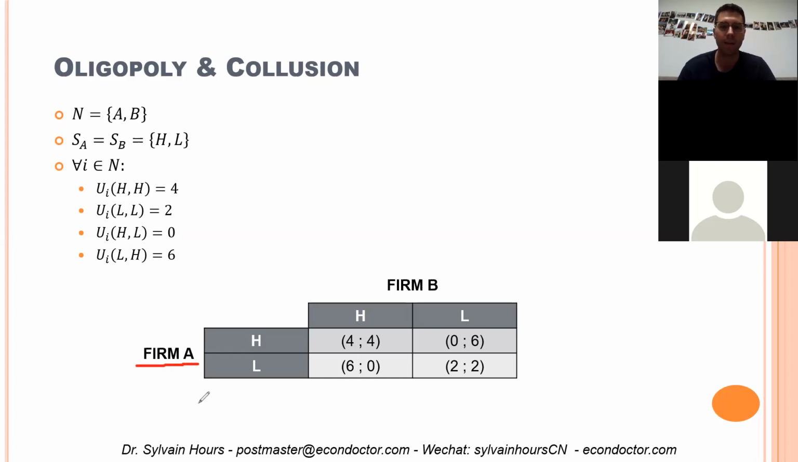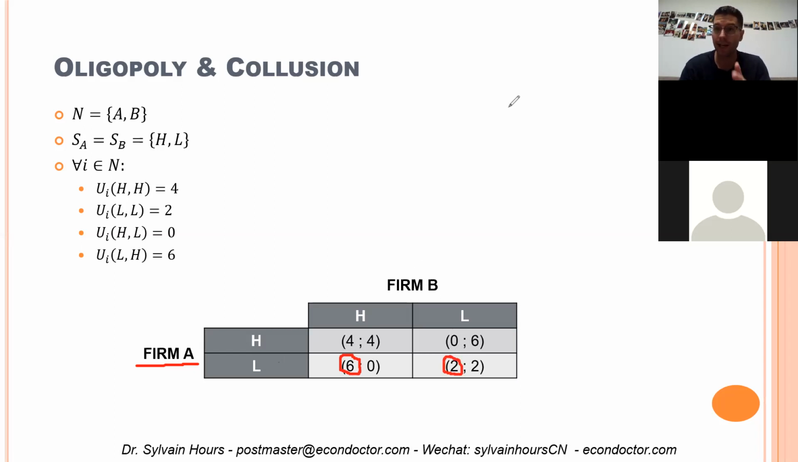I believe that firm B is going to charge a high price. What should I do? Should I charge a high price and get $4 million, or charge a low price and get $6 million? Of course, the answer is I should charge a low price and get $6 million. So I circle this payoff. I am firm A, and I believe firm B is going to charge a low price. What should I do? Charge a high price and get $0, or charge a low price and get $2 million. Of course, getting $2 million is better than 0.